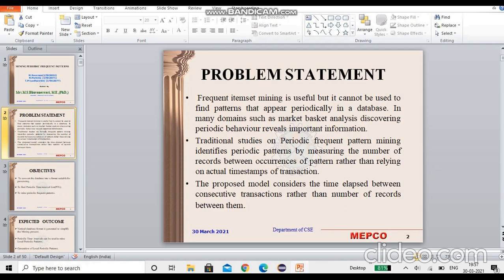customer's purchasing behavior, etc. Traditional studies on periodic frequent pattern mining identify the periodic pattern by measuring the number of records between the transactions rather than relying on the actual timestamp of the transactions. The proposed model considers the time elapsed between the consecutive transactions rather than the number of records between them. By doing so, we can find the periodic frequent patterns easily.